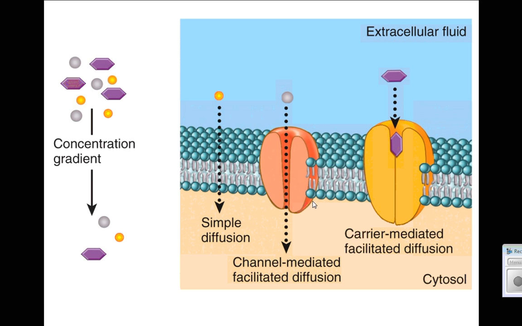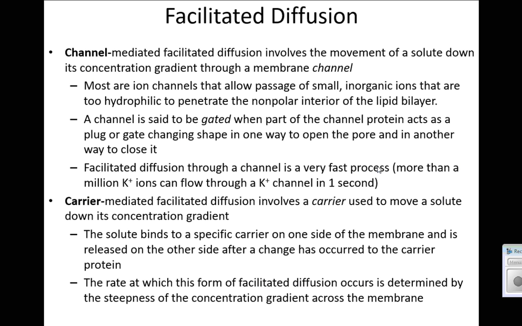Here on the next page we can show you the image. Channel-mediated, the protein never changes shape. Carrier-mediated, the protein does change shape. Like I said, ions move through channels, so most channels are ion channels, allowing for the passage of small inorganic ions. Too hydrophilic means that they like water. Remember that the tails of the phospholipids don't like water. They're hydrophobic. So that's how ions can come in. Sodium, potassium, chloride that we just talked about use ion channels.